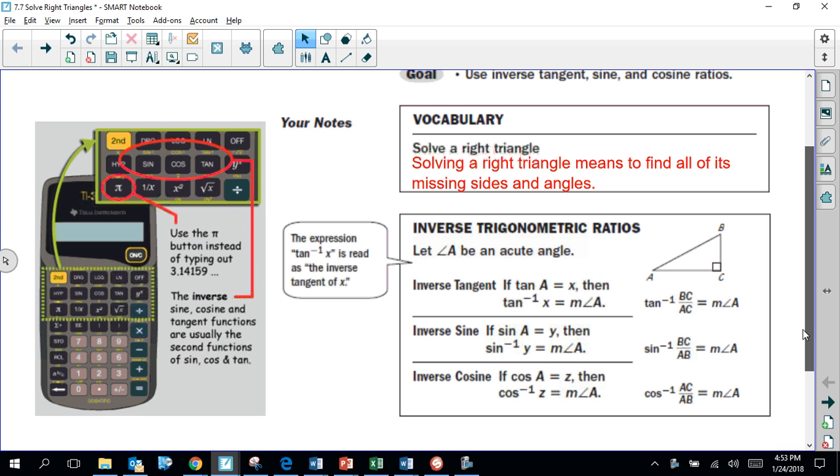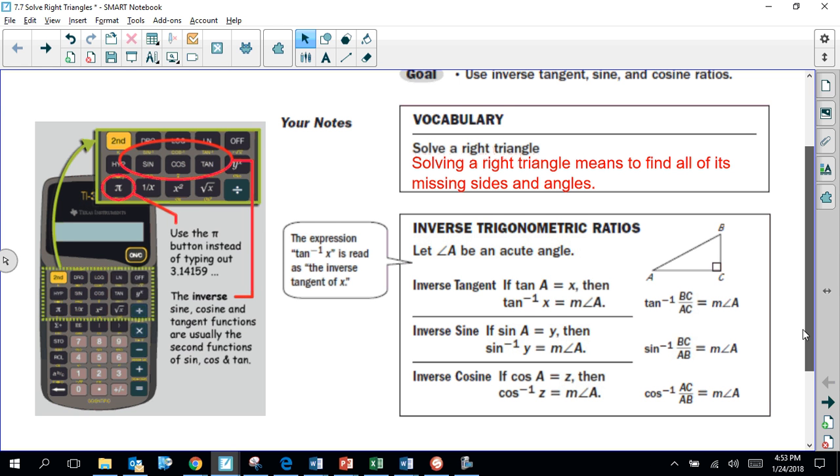missing sides or angles. Sometimes you might have to find two sides and an angle. Sometimes you have to find two angles and a side. It just kind of depends on what was given to you. Sometimes finding a missing angle is just as easy as saying some number minus 90 because we know the two acute angles of a right triangle have to be 90.